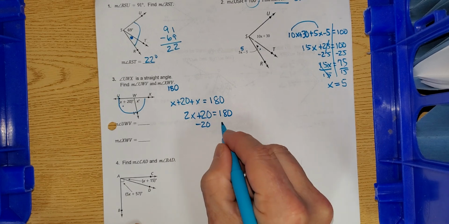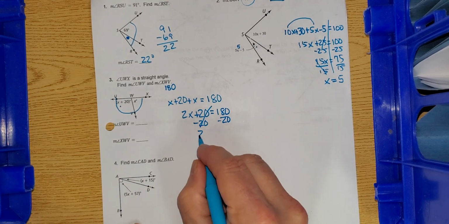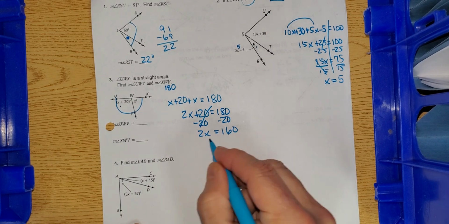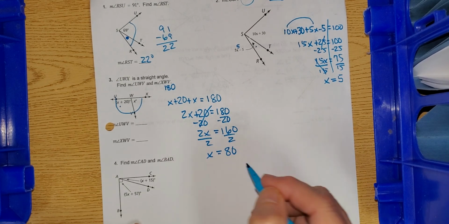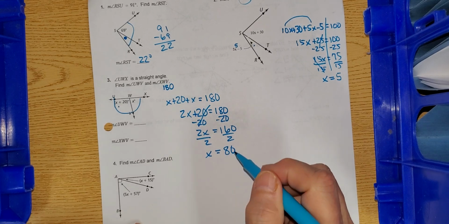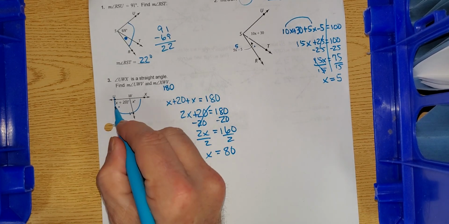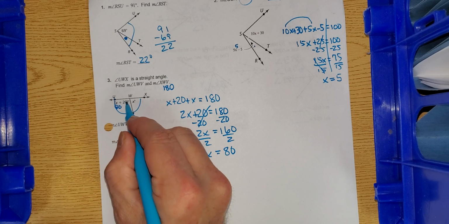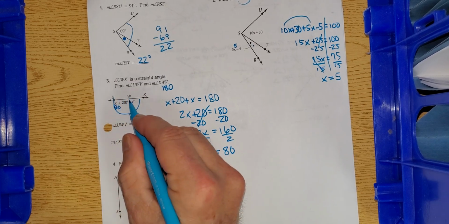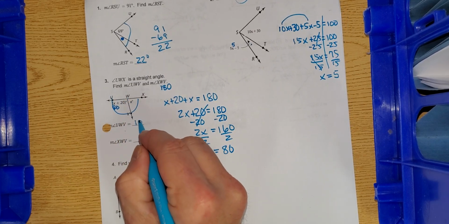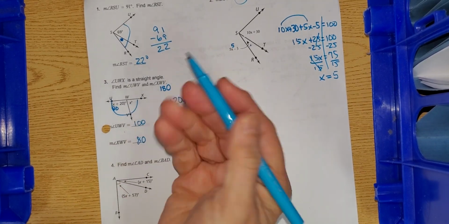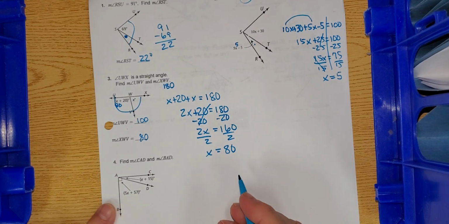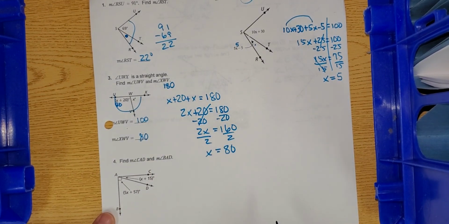I subtract 20 from both sides. Okay, and I get 2x is equal to 160. Divide by 2, and x is equal to 80. Okay, so 80 is x. I plug 80 in there. 80 plus 20 is 100. Okay, so UWV, that's the top one, is 100. And then the other one has to be 80, right? Okay, if I plug that in there, it's 80. Okay, these add up to 180 like it's supposed to.